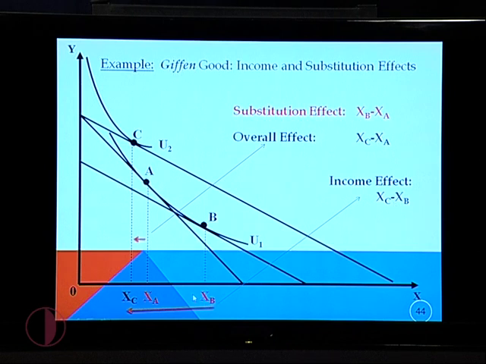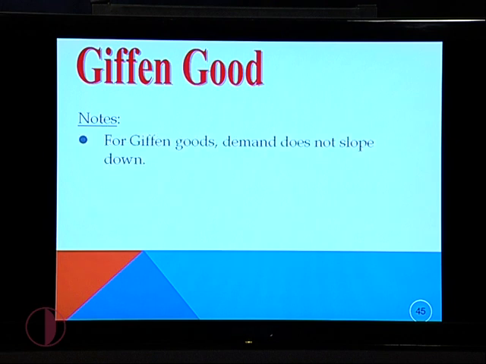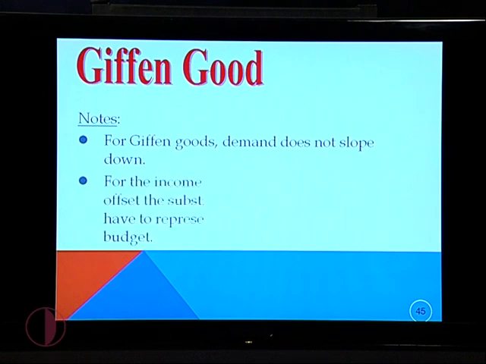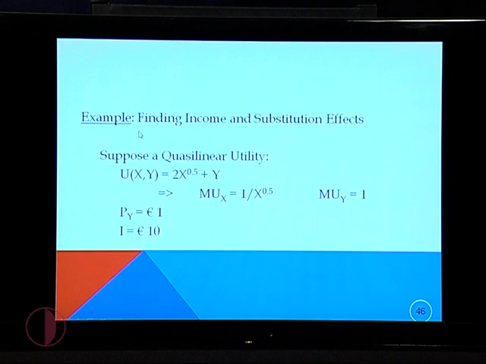This is then, of course, the income effect, where we are realizing the new intersection of the tangent of the budget line to the utility curve. The Giffen good demand does not slope down, as you are observing, the important points. For the income effect to be large enough to offset the substitution effect, the good would have to represent a very large proportion of the budget, as you are observing here. Let's look at this example as we are giving for finding the income and substitution effects.